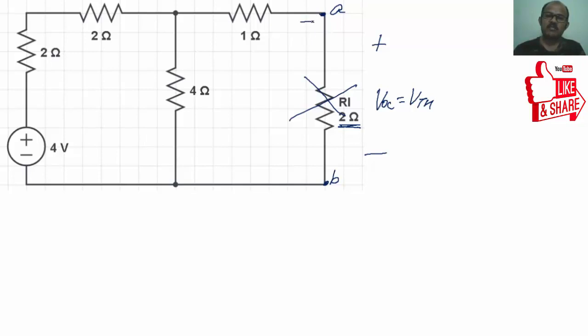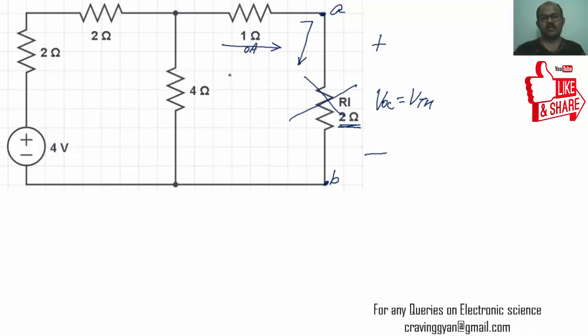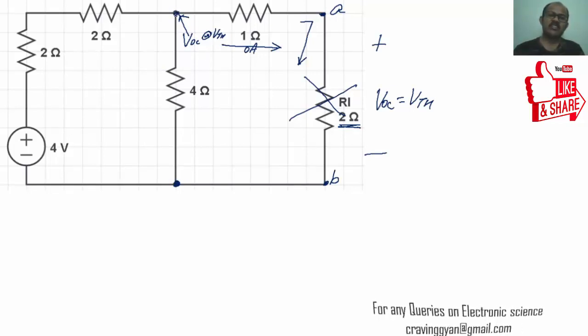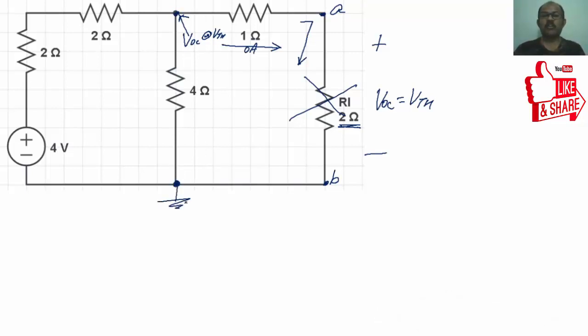This path is open circuit, so no current will be flowing. I can say the current through the 1 ohm resistor is equal to 0. At that time this node will be my open circuit voltage or Thevenin's voltage. Right? So we have two principal nodes. The first principal node is this one and the second principal node is this one. One of the principal nodes needs to be connected to ground. Before applying nodal analysis, we have to connect one of the principal nodes to ground. We have 4 volt simple node.